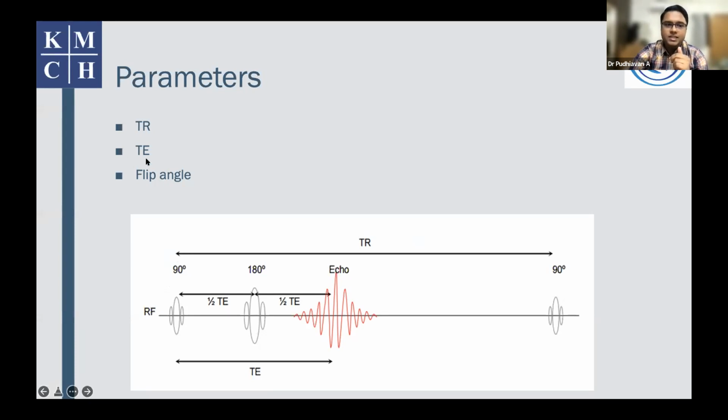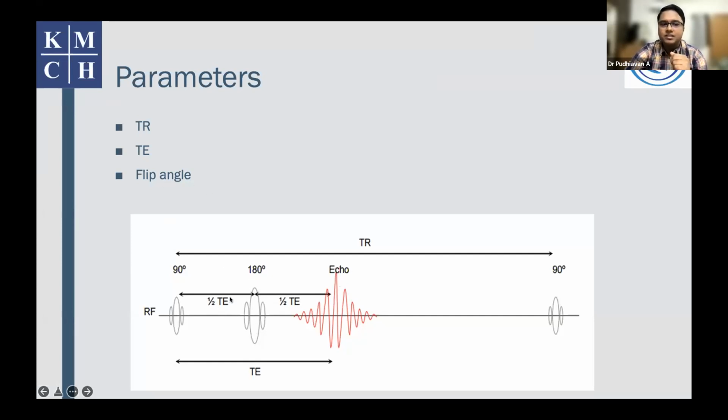And the TE time is the time to echo. The time to echo is the time between the 90-degree RF pulse and the time at which the signal or the echo is obtained. As I told, the time to echo is exactly bisected by the 180-degree RF pulse. So the time between the 90-degree and the 180-degree RF pulse is exactly equal to the time between the 180-degree pulse and the signal generation or the echo generation.